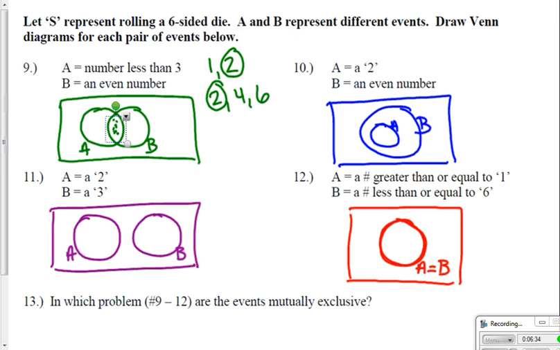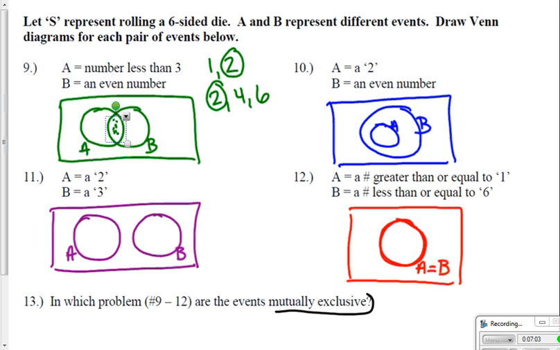In 10, B is a bigger group of which A is a part. In other words, A is a subset because 2 is one of the even numbers. In number 11, we have groups that are separate because a 2 and a 3 have nothing to do with one another. And in 12, set A and set B are exactly the same because they both describe all of the outcomes 1 through 6.